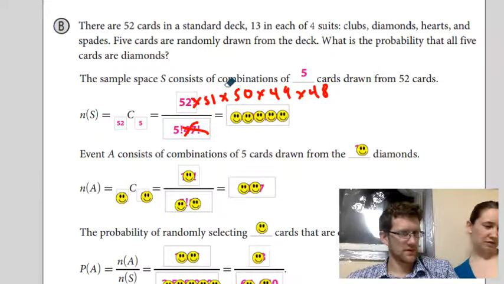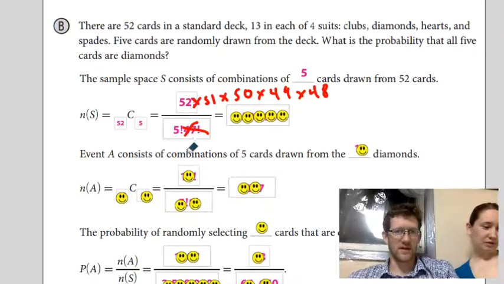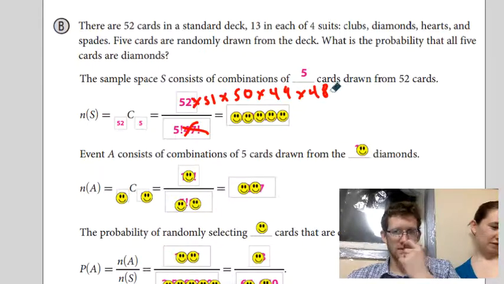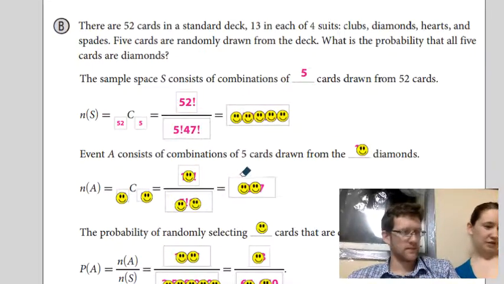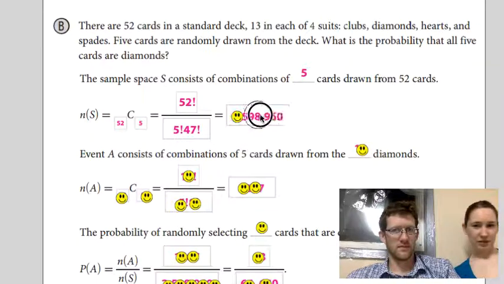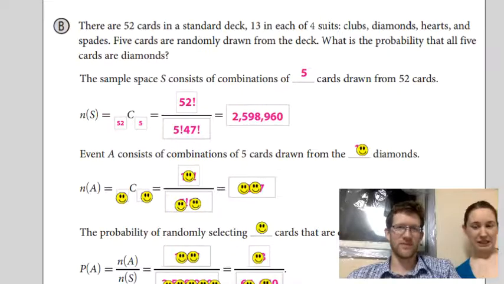Cool. So we're back down into the billions, or millions even. And then divide that by 5 factorial. What'd you get? 2,598,960. Yay, you got it right. Well done. Thank you for telling me.